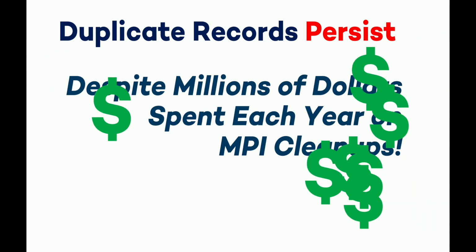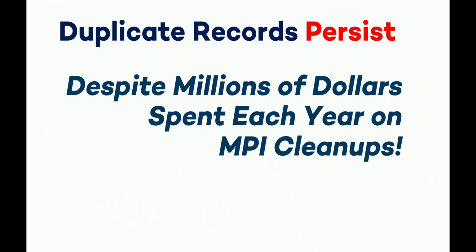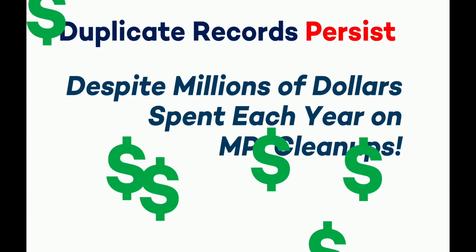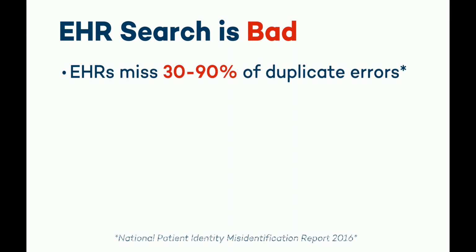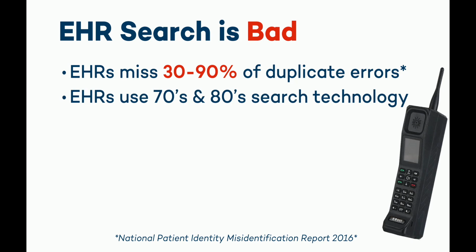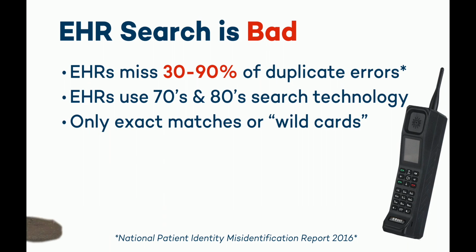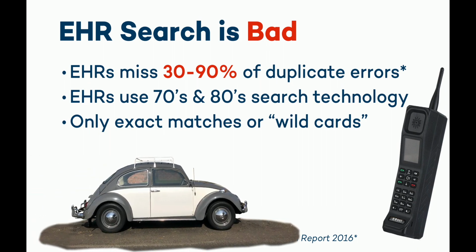And millions of dollars are spent every year at hospitals all across the nation for cleanups. But no one has really solved the core problem, the technology problem. And it's rooted in the EHR search itself. The searches are bad. EHR search is notoriously bad. There was a study in 2016 that found EHRs missed 30 to 90% of the avoidable duplicate records. And it's because EHRs are using technologies from the 1970s and 80s that insist on exact matches.